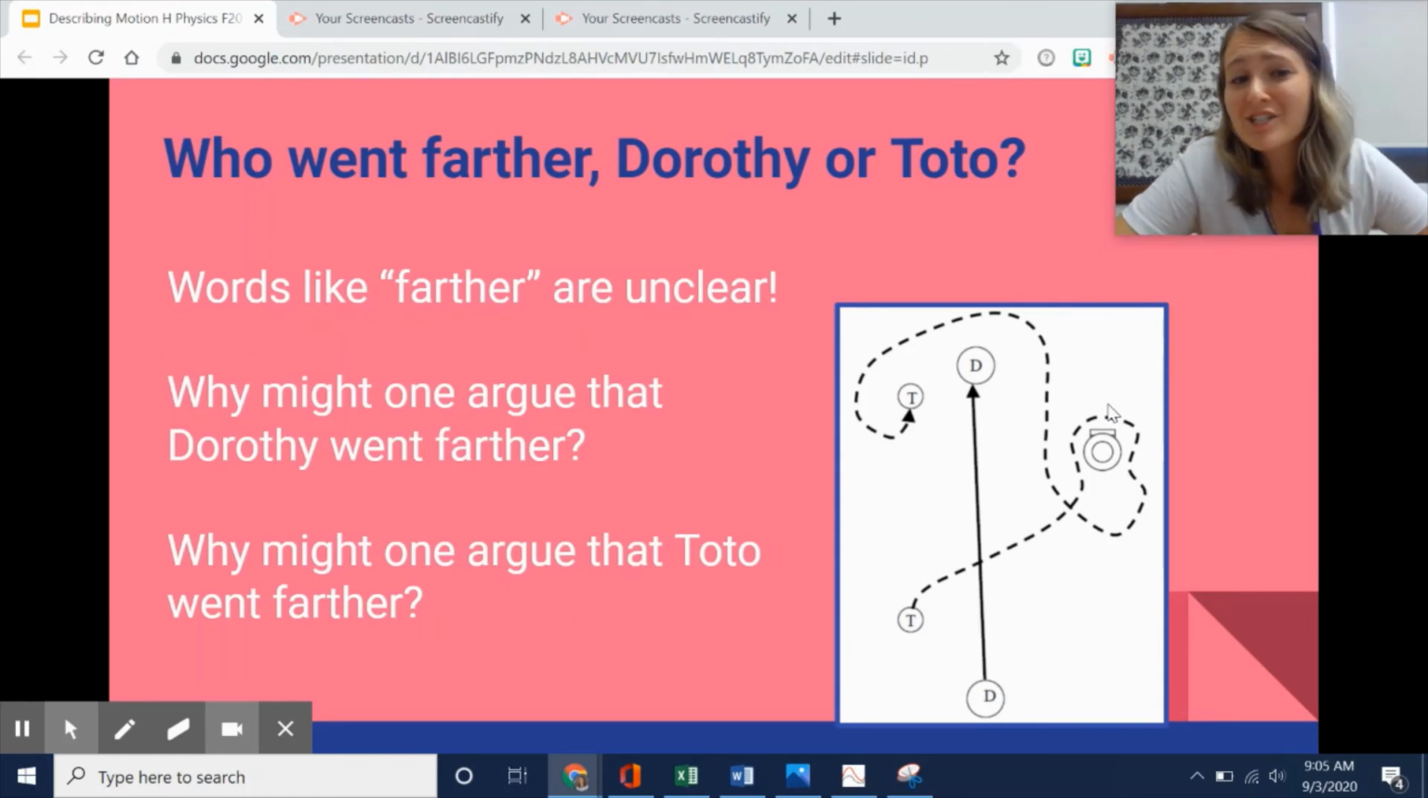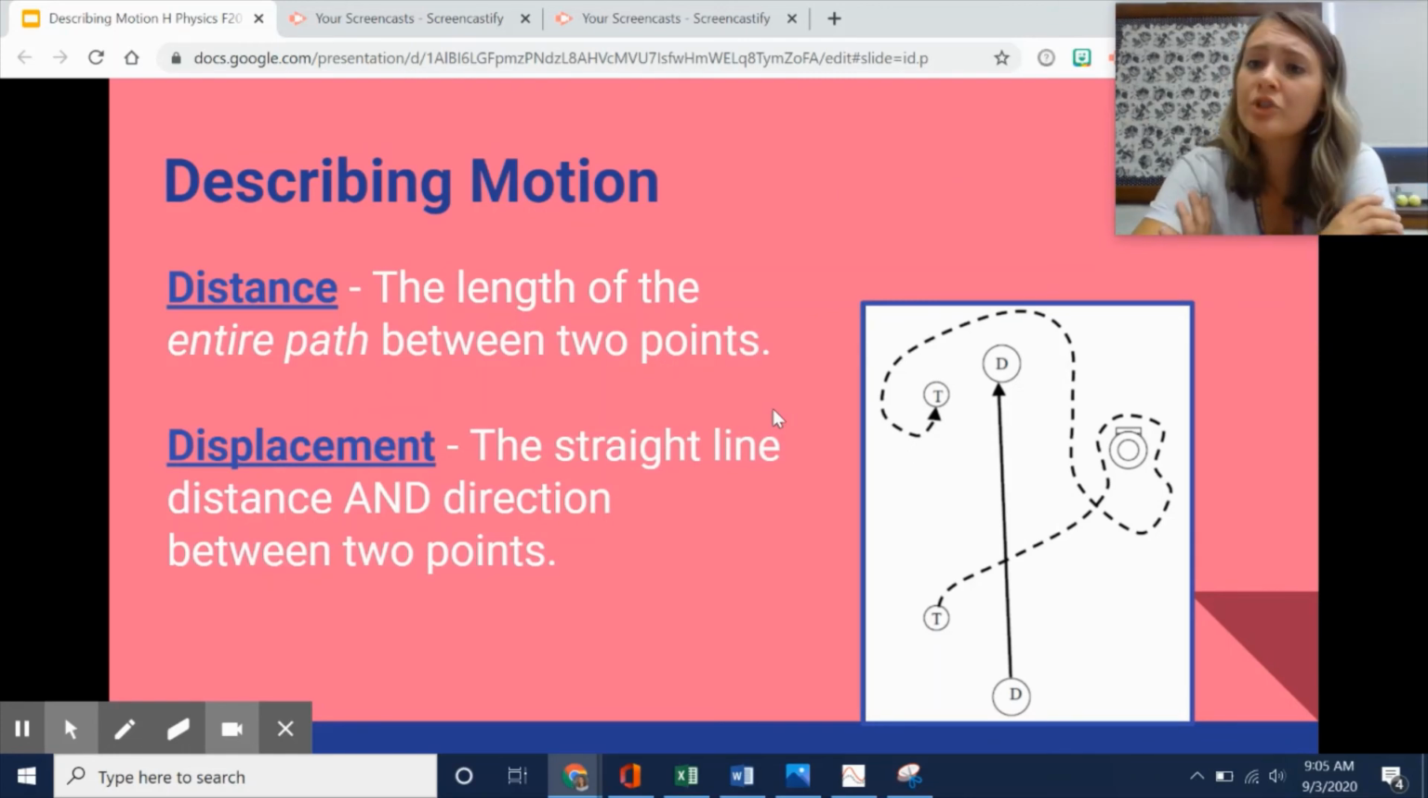And it brings up the idea that words like farther are actually unclear, and we don't want to use unclear language in science. So I'm going to ask you, why might one argue that Dorothy went further? Why might someone argue that Toto went farther? So think about those different arguments there. All right, so this brings up two new scientific vocabulary words that we'll include. These are describing how far someone went, but they pinpoint an actual definition. So further is not clear, but we can describe these two ideas with two definitions. The first being distance. Distance is the length of the entire path between two points.